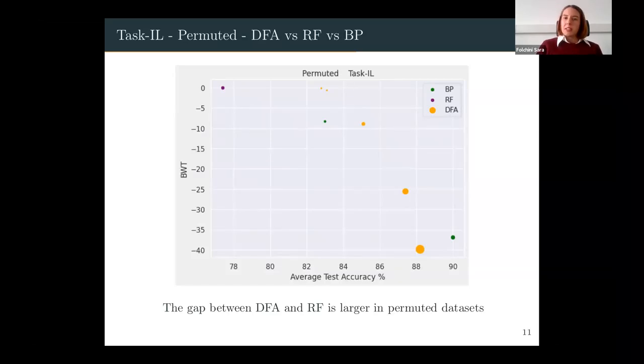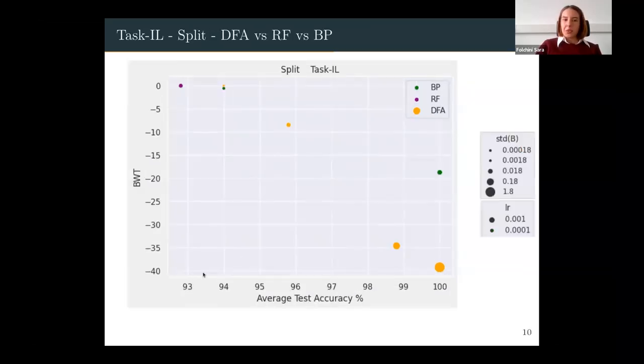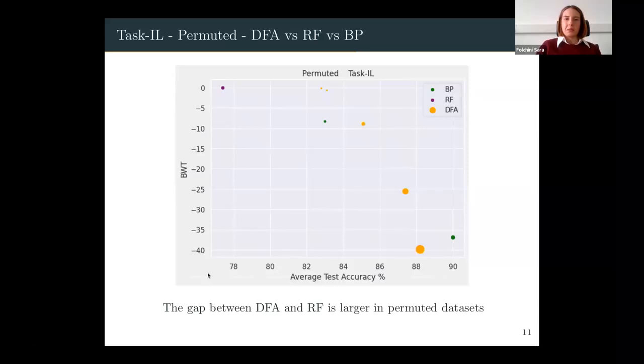In the permuted dataset instead, DFA has a larger gap to random features. It's more or less 10 points in accuracy. Instead, before it was only 1 or 2 points in accuracy.